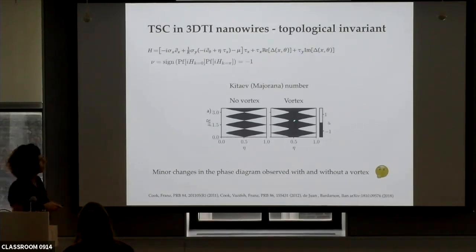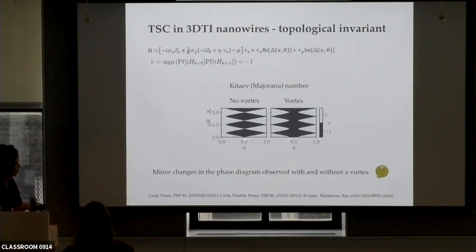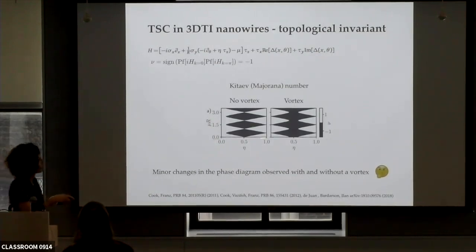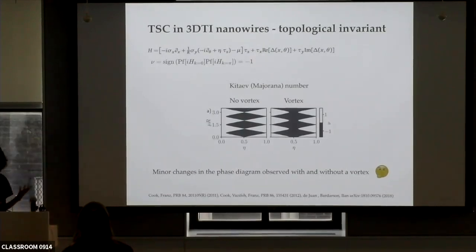And I'm contrasting here the situation between having a vortex and not having a vortex, for various values of the flux and various values of the chemical potential. So you stare at this for a bit, and you realize that the two phase diagrams are essentially the same, right? So, non-trivial topological invariant. I'm not going to go into the technical details of how you calculate it, but if the sign is -1, it implies a non-trivial phase. So these are the dark blue regions here, and they're basically in the same place in parameter space. Okay, so you only see minor changes in the phase diagram when you compare with a vortex.